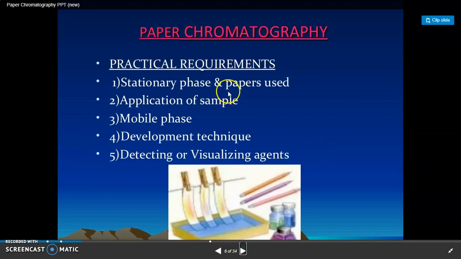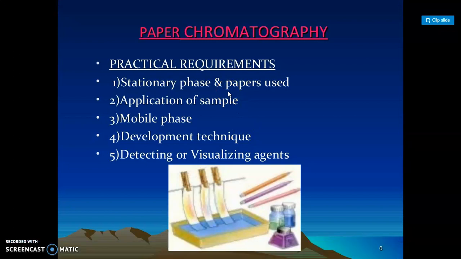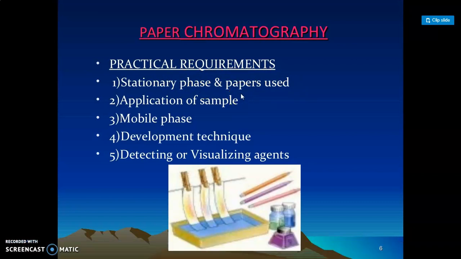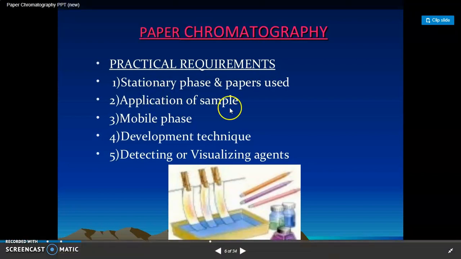Now the practical requirements: what do we need to perform the paper chromatography technique? We need a stationary phase, and paper is a stationary phase. It can be used as it is dipped in water, or it can be used while coating with silica or alumina. Next is the application of sample.